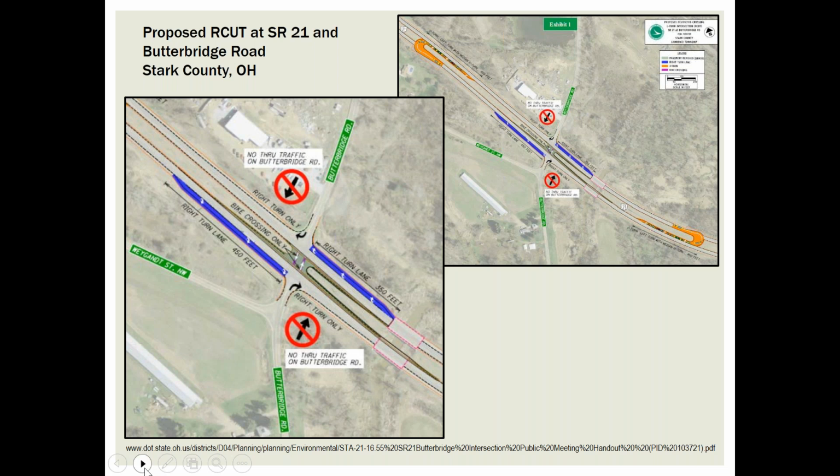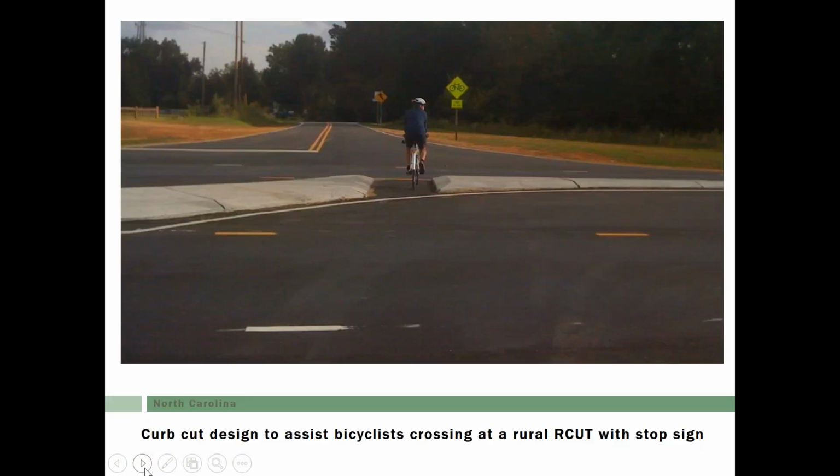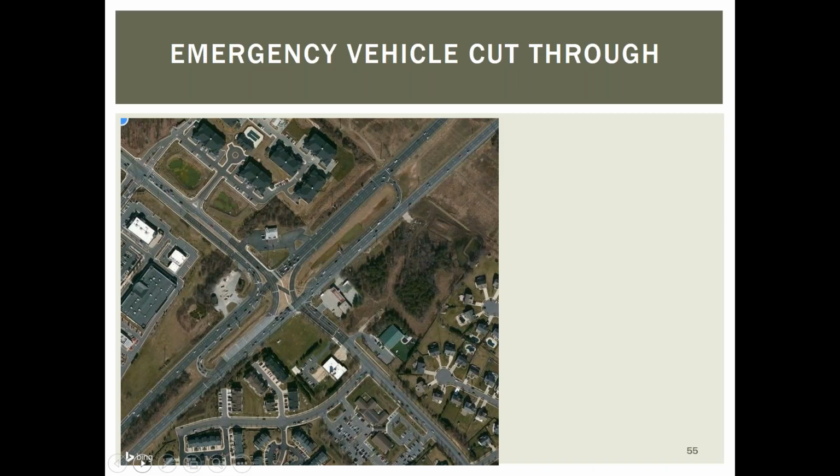Or even with an open median, it might be possible to do something like this, have a cut through to allow the cyclist to be able to go through and when there's a gap, get to the other side and continue down the minor street. So those are possibilities. Now that cut through the channelization, it's pretty rare, but sometimes for emergency vehicle access.